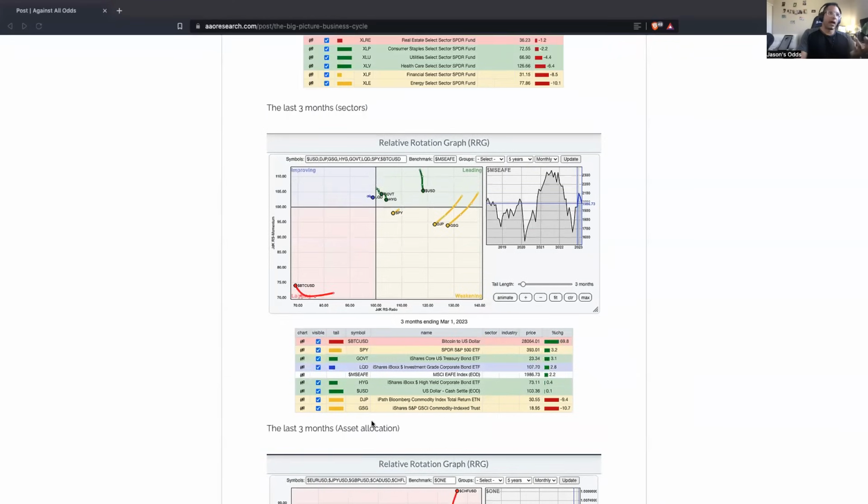The last 3 months, asset allocation. You can also use relative strength in the macro space: things like the dollar, Bitcoin, high yield debt, government bonds, the S&P 500, and cryptocurrency. Looking at that, we're seeing some of these high grade bonds are doing well. High yield corporate debt is actually doing well. That's surprising, that's basically junk bonds. Treasury bonds are doing very well.